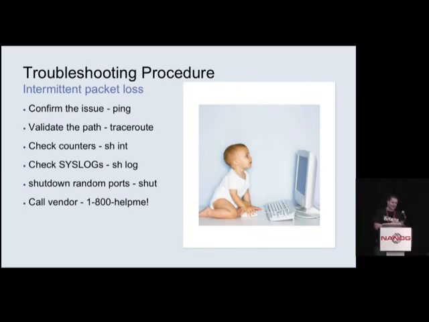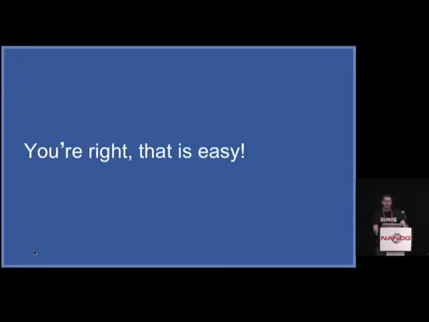Okay, so if your network looks like this, your troubleshooting procedure probably looks something like this. The guy calls and says, hey, I got some packet loss on the network. First thing you do is confirm the issue. You ping the servers, you see that there's packet loss, great. Now where's the packet loss occurring? Well, you run traceroute, you see, okay, it's at hop 3 of this path. There's some problems occurring. So you log into this device, you run show interface, you run show log, shut down some random ports. If all else fails, you call your vendor and you say, help me out, I don't know what's wrong. If that's your troubleshooting procedure, you're right. That is easy. We're done.